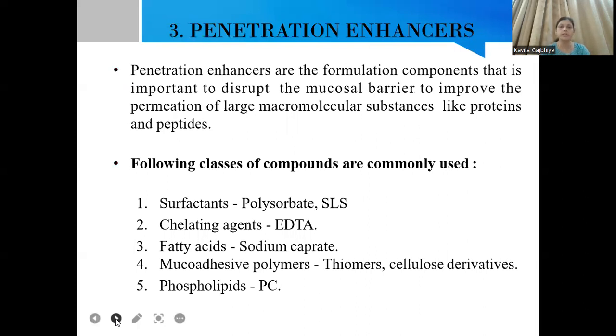Now, the third approach is penetration enhancers. If we incorporate some penetration enhancer in the formulation of proteins and peptides, it is important to disrupt the mucosal barrier to improve the permeation of large macromolecular substances like proteins and peptides. Here are a few penetration enhancers we can incorporate for proper delivery of macromolecules through the barrier system. For example, surfactants, polysorbate, SLS, chelating agents, EDTA, fatty acids, sodium caprate, mucoadhesive polymers, thiomers, cellulose derivatives, and phospholipids, phosphatidylcholine.